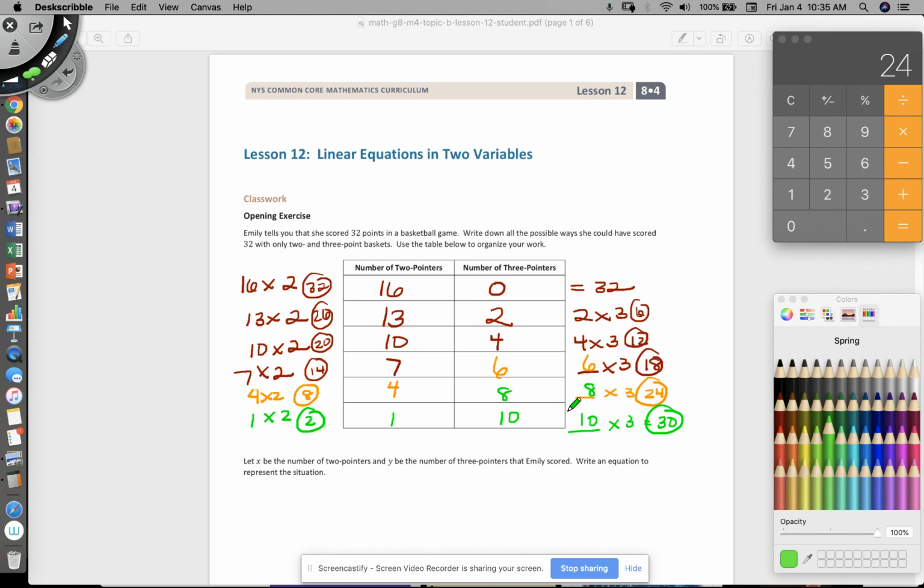Use your calculator to help you if you're getting stuck on, oh my gosh, how much more do I need and what numbers am I looking for? Notice this whole side was times 3 and this whole side was times 2.